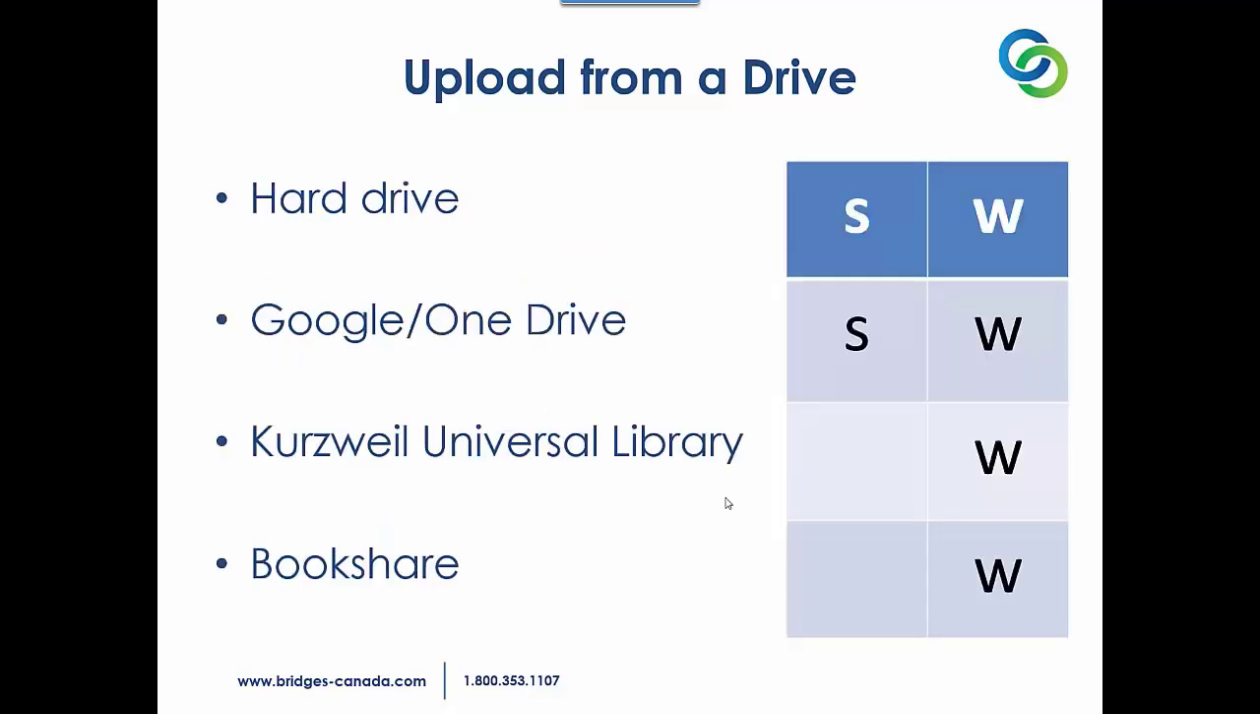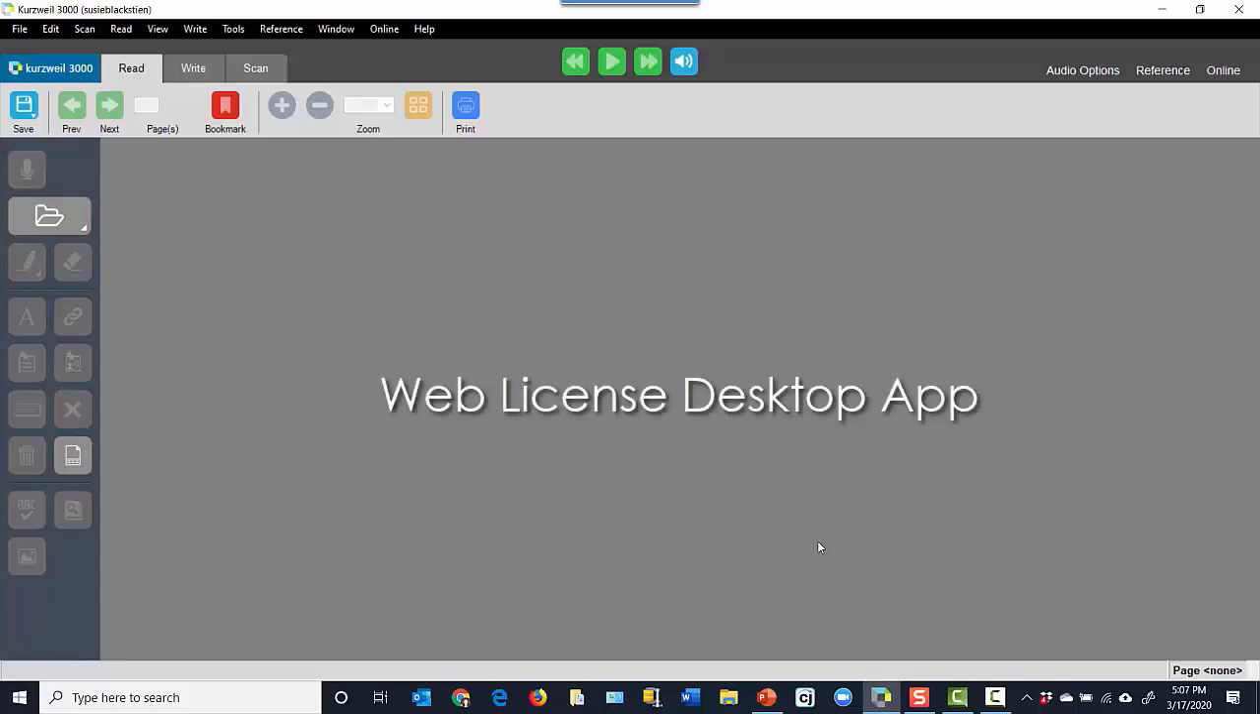The overview video on accessing digital text described the differences between the standalone and web versions in terms of how to upload into Kurzweil from different sources. Let's start with the Web License desktop app.